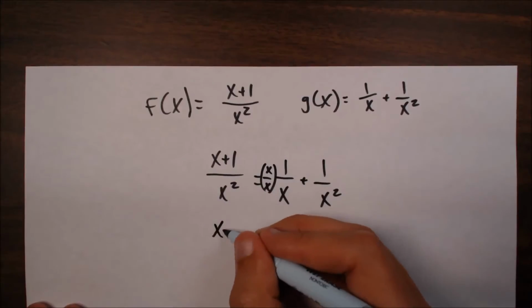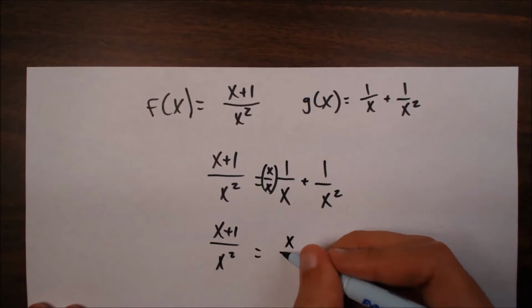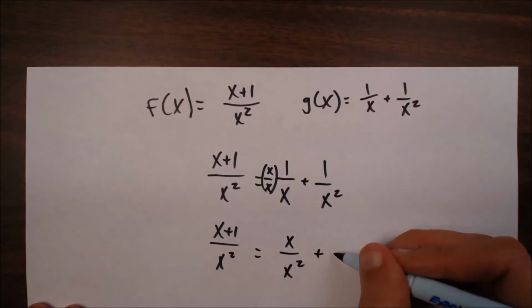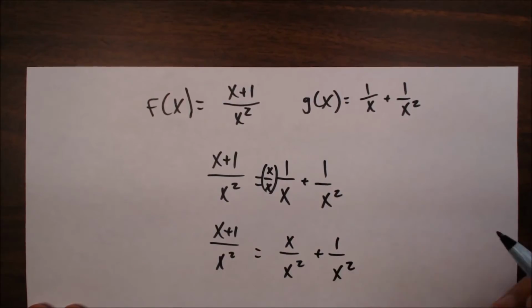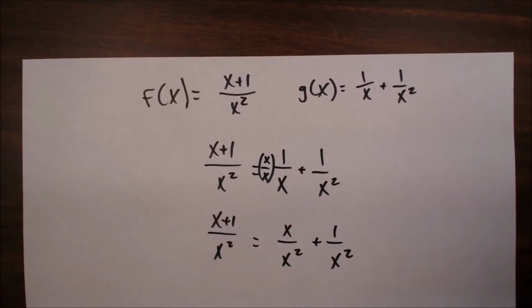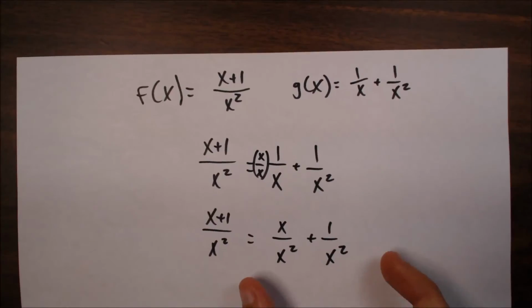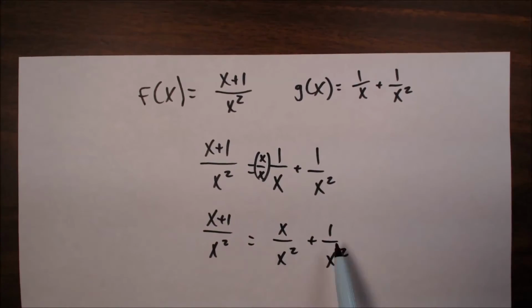Okay, so I'm going to get x plus 1 over x squared equals x over x squared plus 1 over x squared. Now somebody's going to notice right now that there's something funny going on here. If you look at this, x plus 1 over x squared, if I were to combine these together, this would also be x plus 1 over x squared. So what I've actually got on both sides of the equation is the same thing.